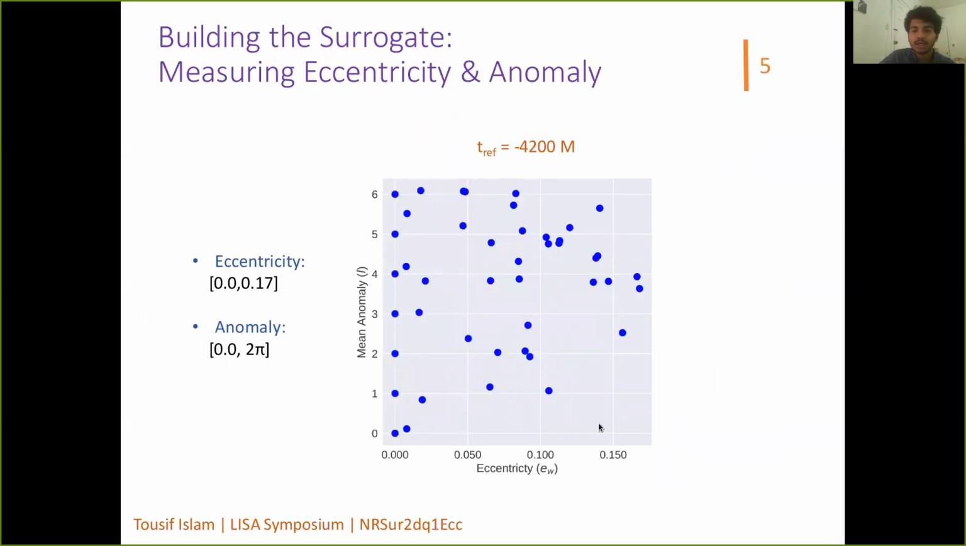Here we show the parameter space for our model. On the x-axis, we have the eccentricity. On the y-axis, we have the mean anomaly values. Our eccentricity ranges from 0 to 0.17, while the mean anomaly ranges between 0 and 2 pi.